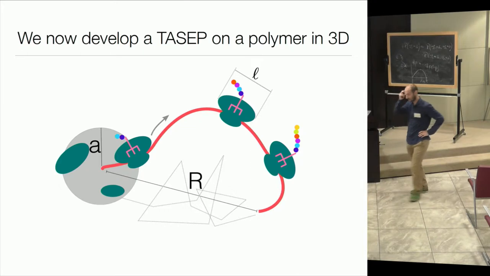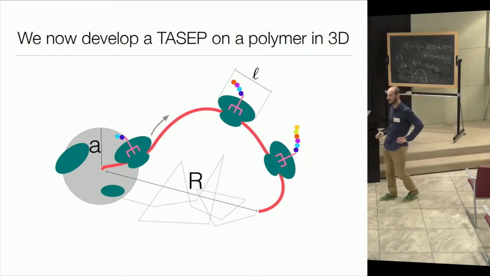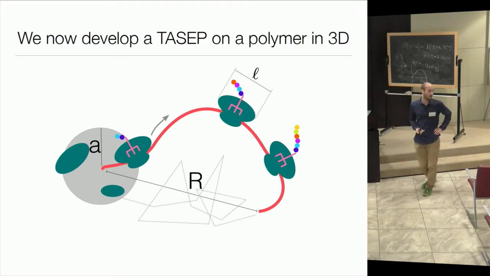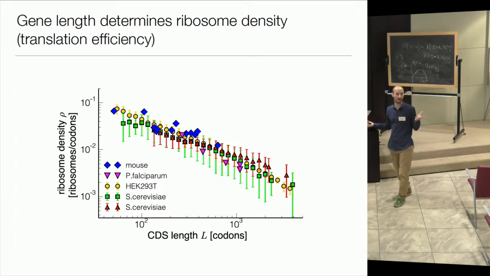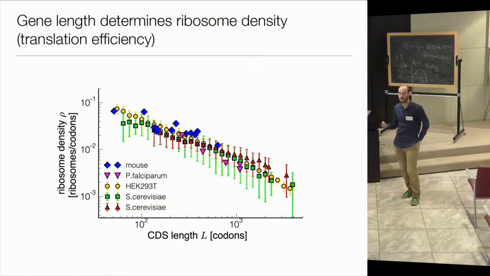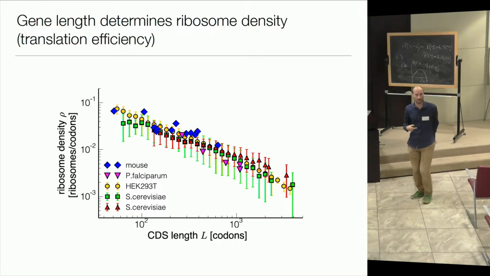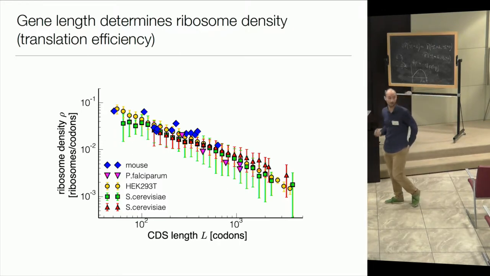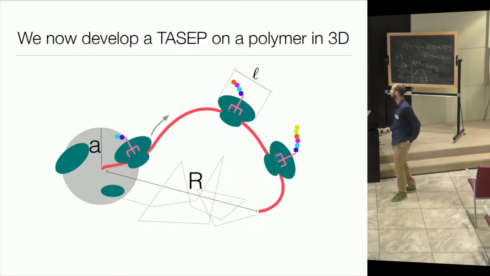So what was the idea? If gene length is going to be important in determining ribosome density, there must be some regulatory step, either at the level of initiation or at the level of elongation. It was hypothesized that elongation was playing a role in determining this ribosome density, but we checked that and didn't find a very good signature for it. So we tried to look for a different explanation, and we focused on initiation.